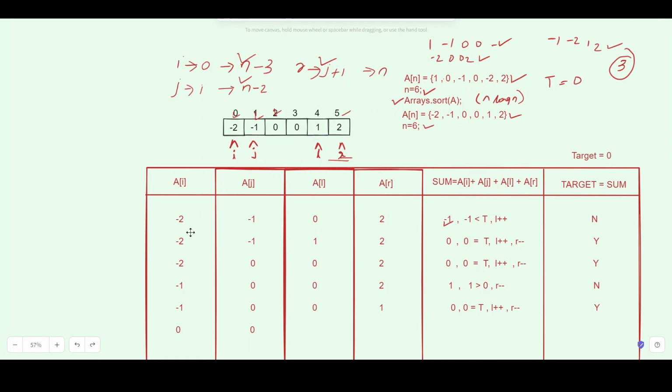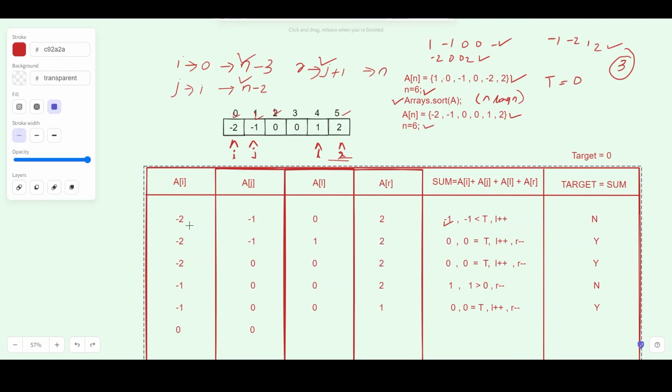Now the sum of the quadruples at the I, J, L, R pointers, minus 2, minus 1, 1 and 2, equals 0. So 0 equals the target. Yes, this is 0 equal to target. The answer is yes, and we are storing the quadruple in our array list. So we got our first quadruple here. If we get the first quadruple, what should we do? We want to decrease the right pointer and increase the left pointer.